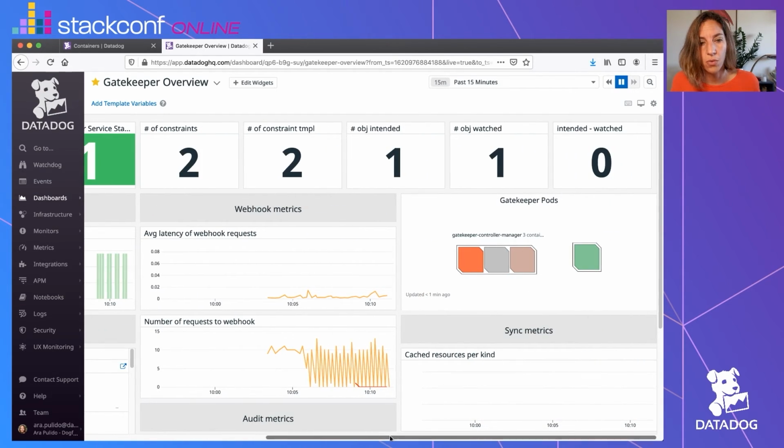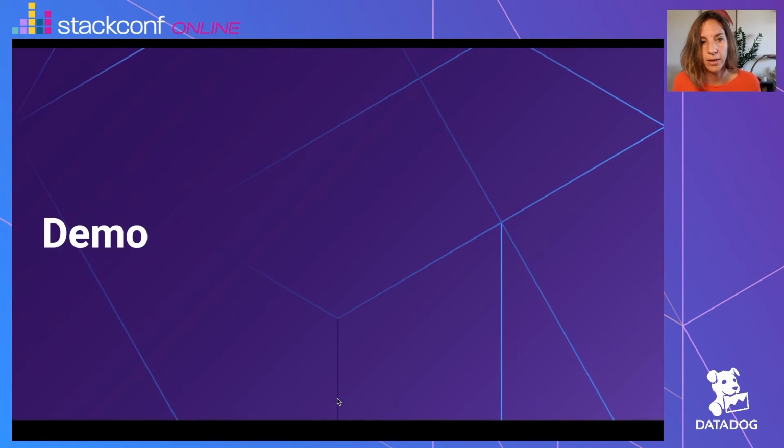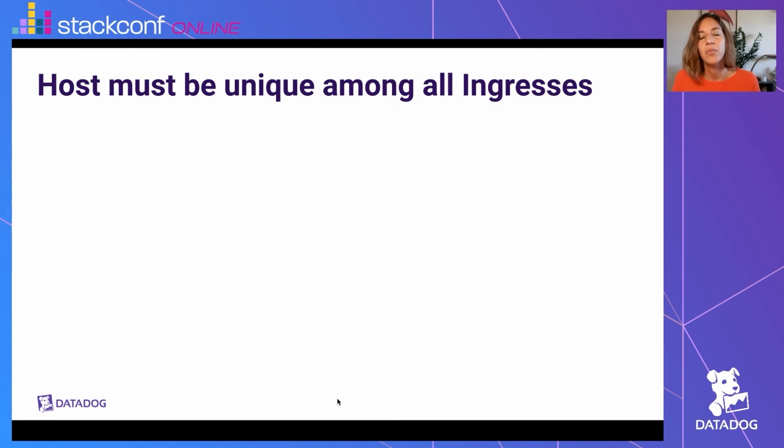Cool. So let's now go back quickly to the slides, because in this case we just created one object that was failing something fairly easy to check: it has this label or it doesn't. But what about this type of rule? Host must be unique among all ingresses. You don't only need the description of the object that you want to create, you also need the information about all the rest of the ingresses. How do you do that?